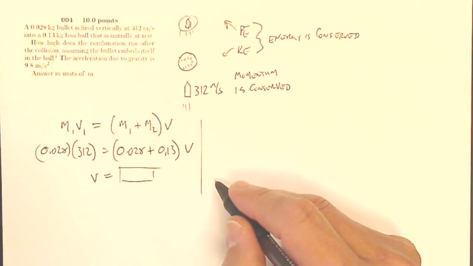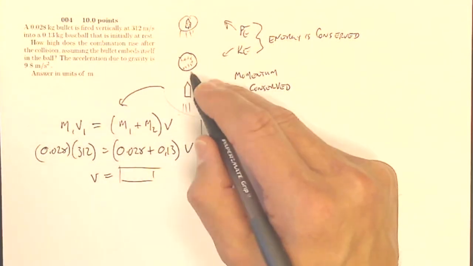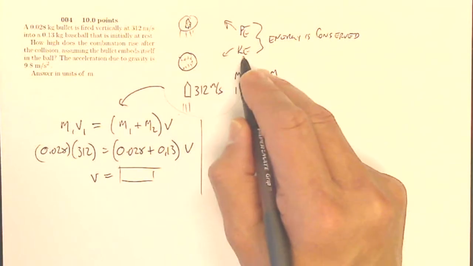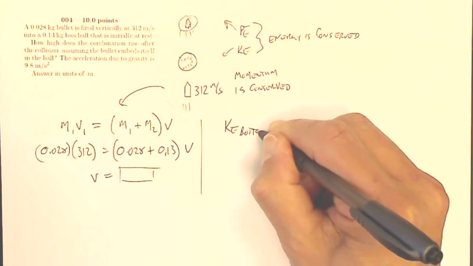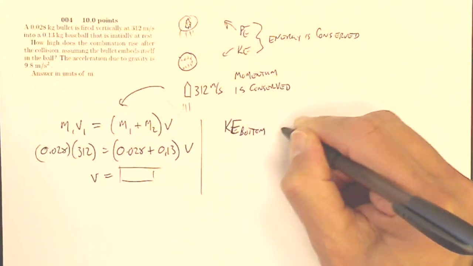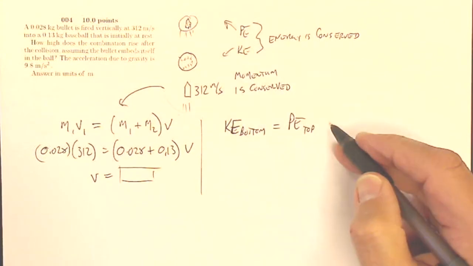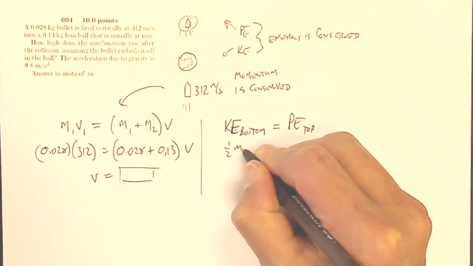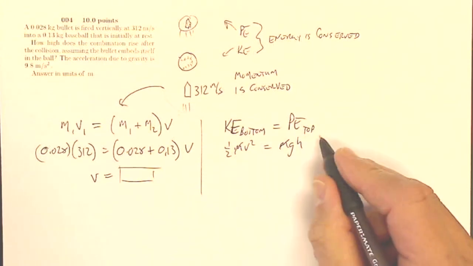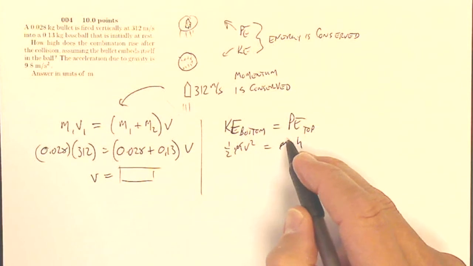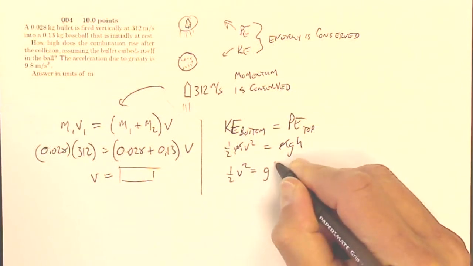Now I've got an energy is conserved problem. So that's my momentum problem. Now I know that the bullet and the baseball are moving along at some velocity. That's going to give me a KE at the bottom. KE at the bottom is going to be my PE at the top, because here energy is conserved. So here I've got 1/2 mv squared equals mgh. Look, the mass cancels out, so I don't even care about the combined mass anymore now that I know the velocity. So I've got 1/2 v squared equals gh.